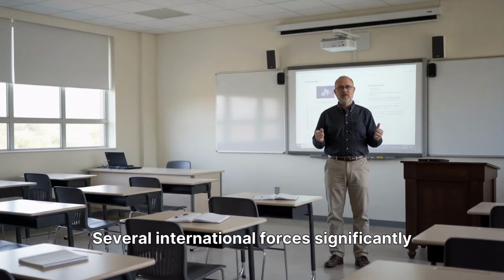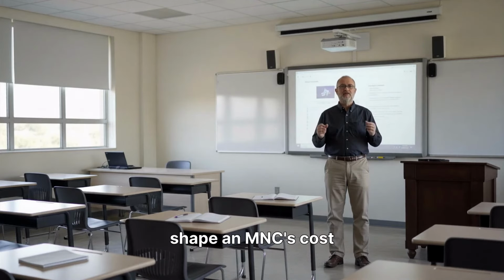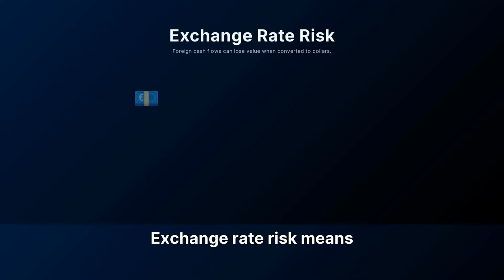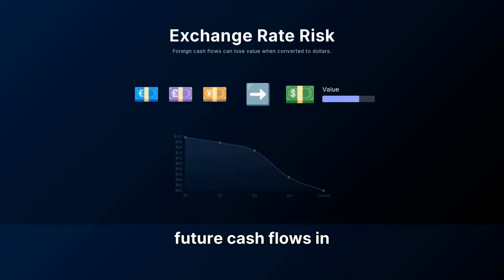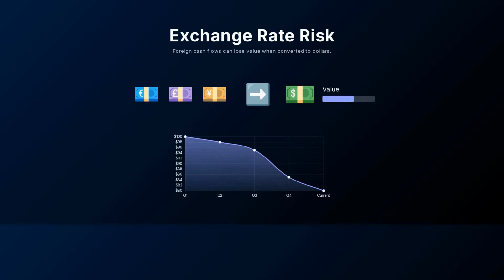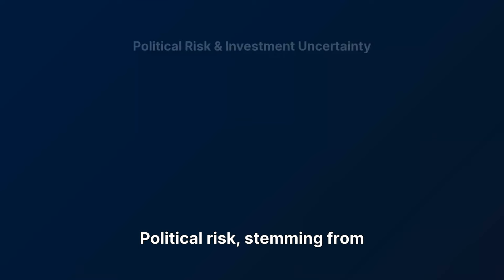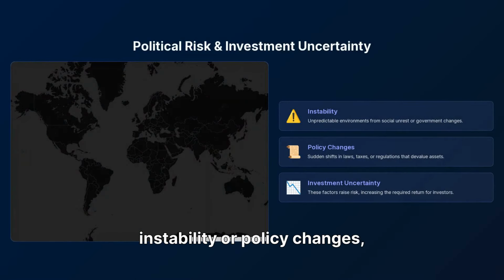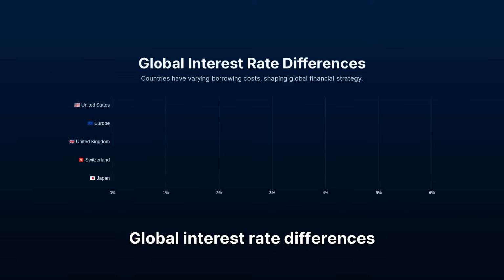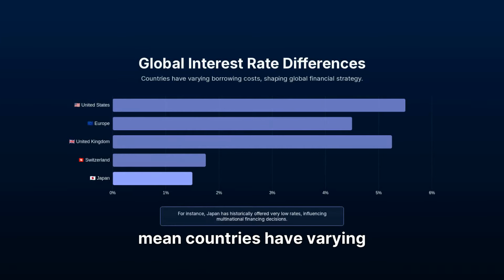Several international forces significantly shape an MNC's cost of capital. Exchange rate risk means future cash flows in foreign currencies may lose value when converted to dollars. Political risk stemming from instability or policy changes raises uncertainty for investments. Global interest rate differences mean countries have varying borrowing costs. For instance, Japan has historically offered very low rates.